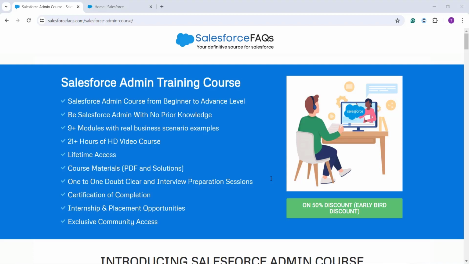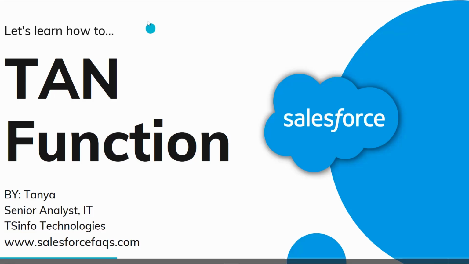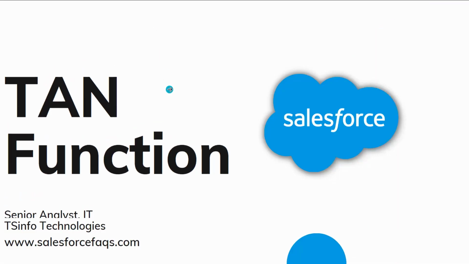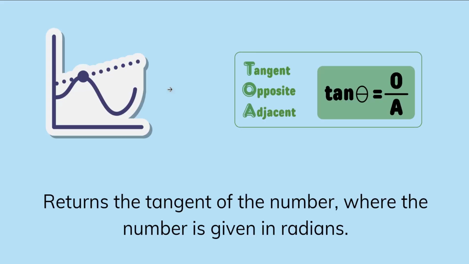So let's now move back to our topic, that is the TAN function. Firstly, let's understand what we mean by the TAN function. TAN is a mathematical function that is used to return the tangent of a number, where the number is given in radians.